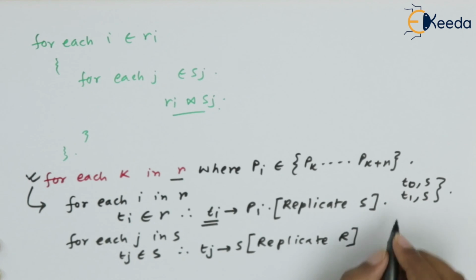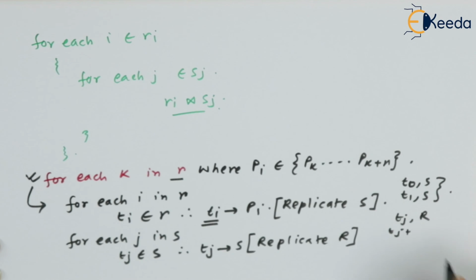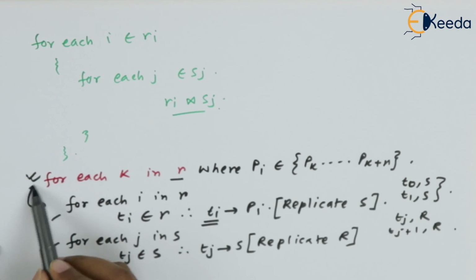So now we are having Tj with R, Tj plus 1 with R in this way. Suppose that any values which go in the k in R, that means finally we are having the R as the final one. So now the Ti belongs to R and Tj belongs to S, both can execute concurrently under the nested loop for each k in R.